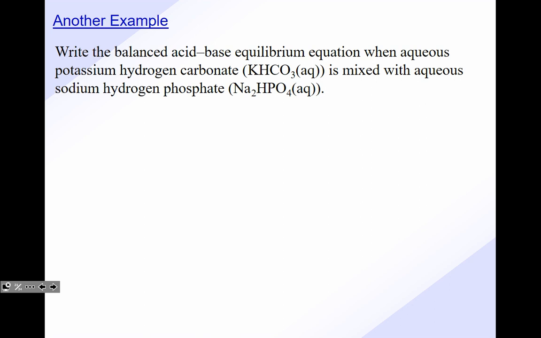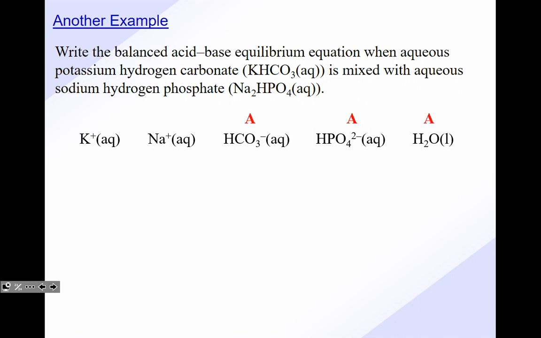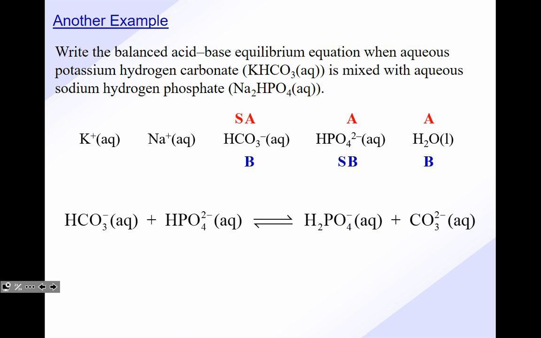All right, so write the balanced acid-base equilibrium equation when aqueous potassium hydrogen carbonate is mixed with aqueous sodium hydrogen phosphate. All right, let's write all our entities down. Once we've written all the species or the entities down, potassium and sodium, they're kind of not a thing. Decide if they're acids or bases. Oh, look, they're all acids and bases. Out of all those, figure out what your strongest acid is and your strongest base is. Those two guys come together, right, as your reactants. So here's your acid, right, and here's your base. Because this is your acid, this becomes your conjugate base. Because this is your base, this becomes your conjugate acid, right?